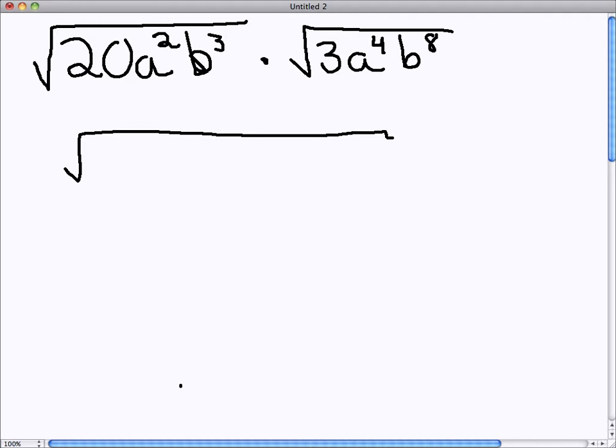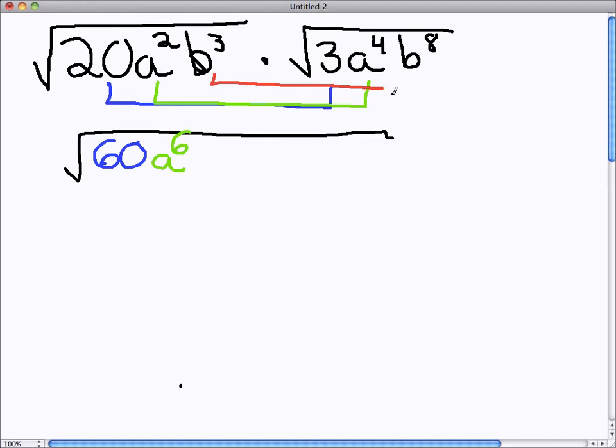And then what we're going to do is multiply all the common terms. So the first thing I'm going to do is multiply my numbers together. 20 times 3 is going to give me 60. Then I'm going to look at my a's. And remember, when you multiply letters with exponents, we add their exponents. So that's going to give me a to the 6. And when I multiply my b's, I'm going to add their exponents and get b to the 11th.